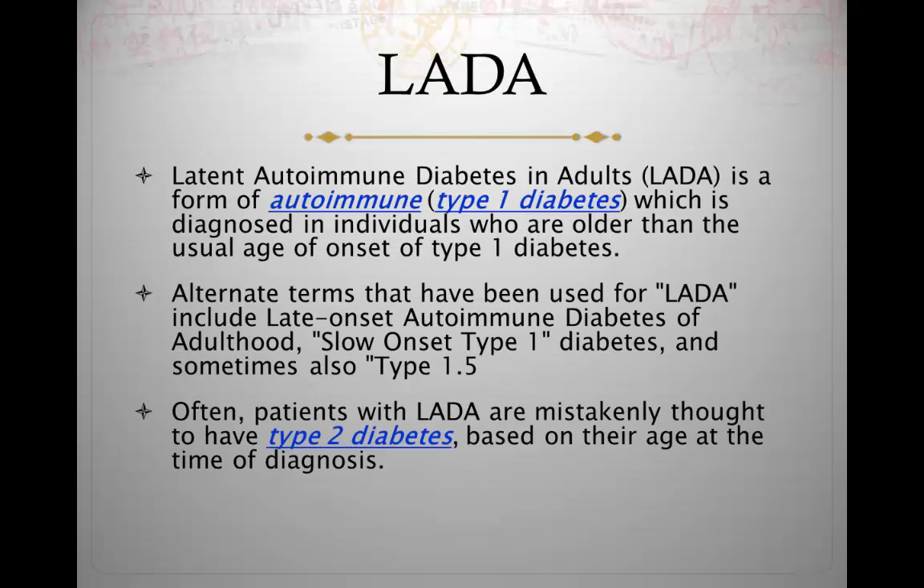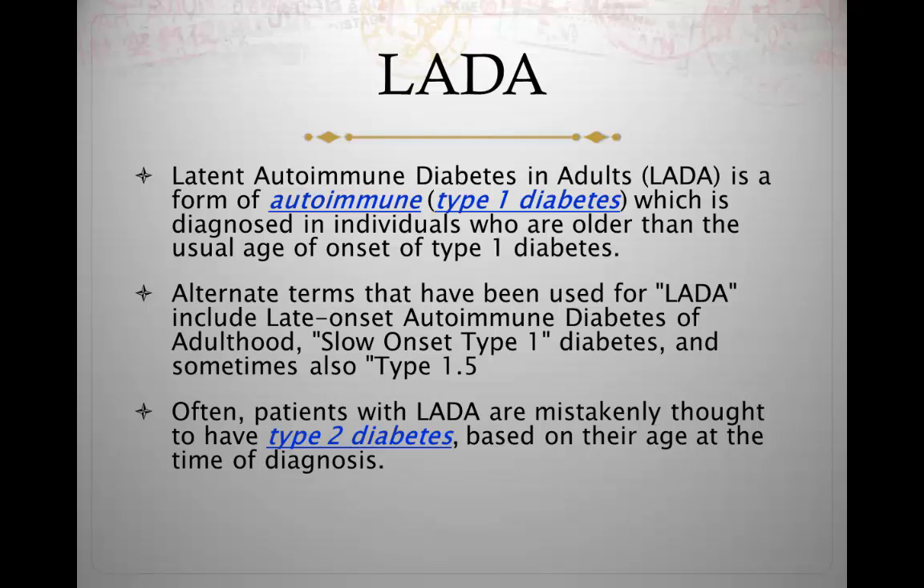Now let's talk about latent autoimmune diabetes of the adult. This is a form of autoimmune disease, as type 1 diabetes is. The problem is that it occurs in adults, often with a slower course of onset. This type of patient could be diagnosed previously as type 2 diabetes based on their age, because they tend to be older adults, particularly if they do have the risk factors of type 2 diabetes, which are the metabolic syndrome or obesity or even the family history.